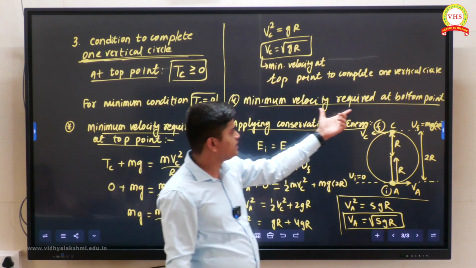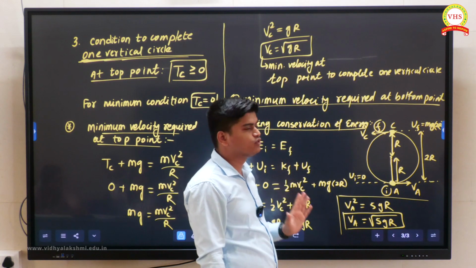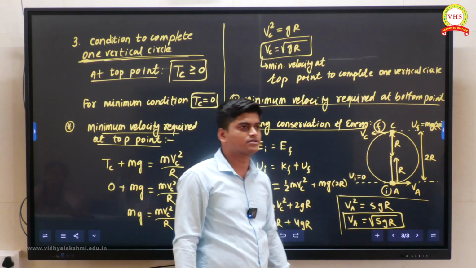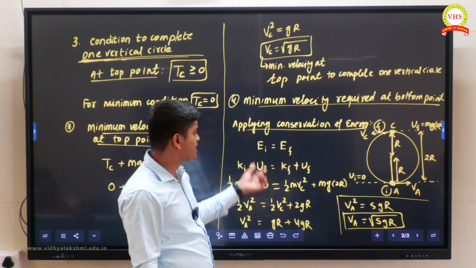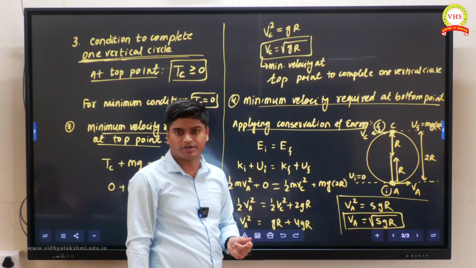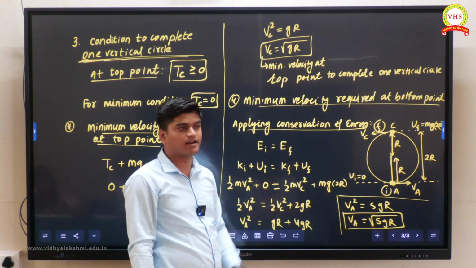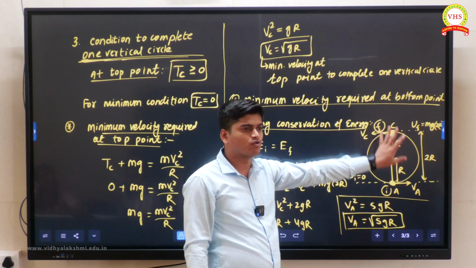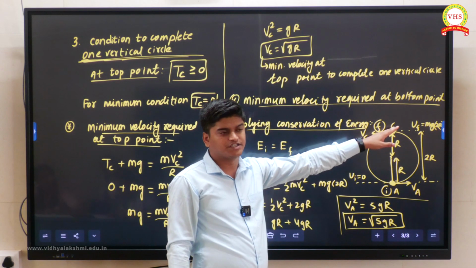Now for the minimum velocity required at the bottom point, you can apply conservation of energy. This is the initial case, this is the final case. Initial energy equals final energy. According to conservation of energy, total initial energy equals total final energy. Now this is the initial point, this is the final point. You have to check what the total energy is at the initial point and what the total energy is at the final point.